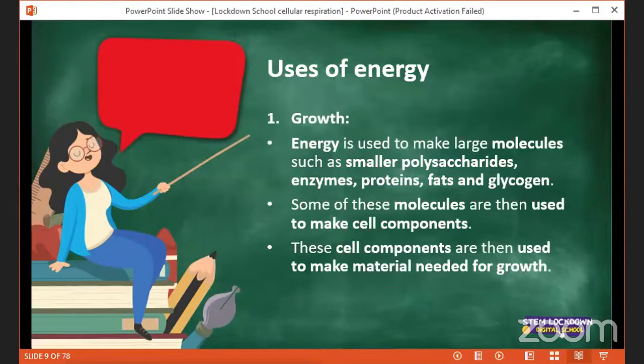Right, now let us look at growth. So energy is used to make large molecules such as smaller polysaccharides, enzymes, proteins, fats, and glycogen. Okay, some of these molecules are then used to make cell components. These cell components are then used to make materials needed for growth, right?